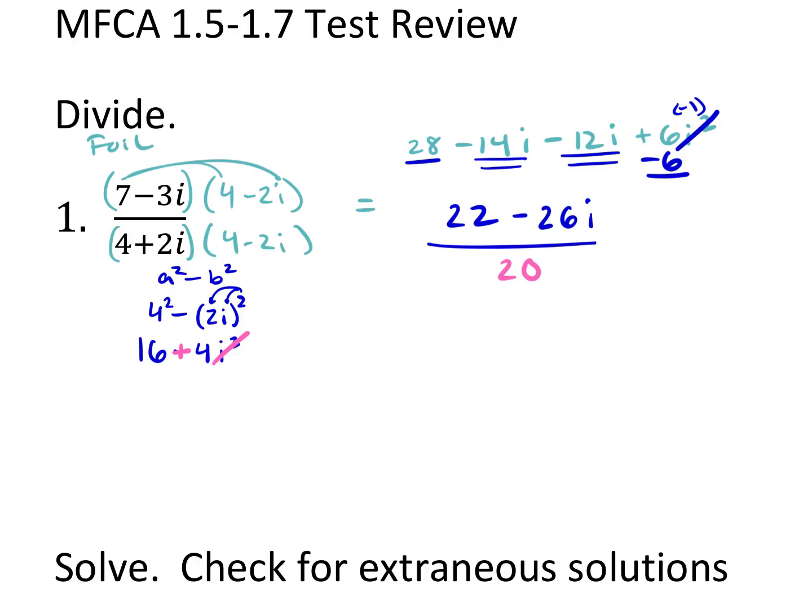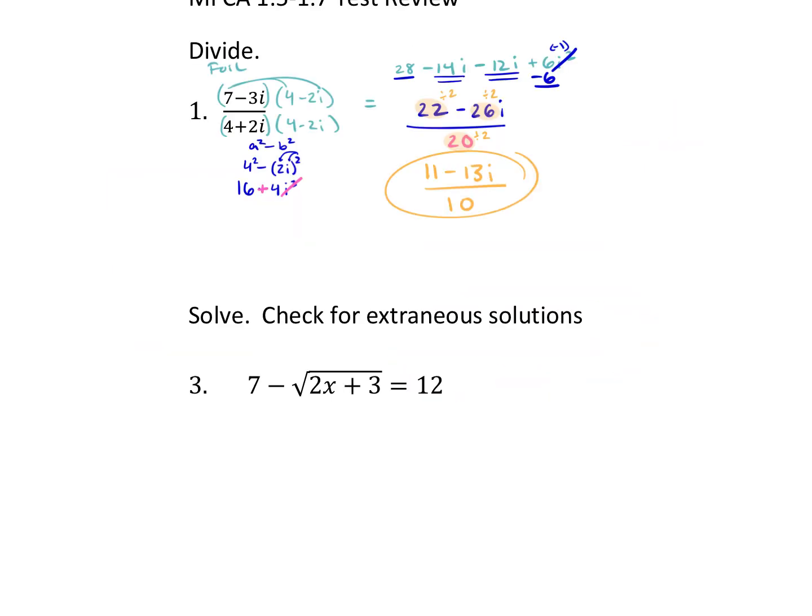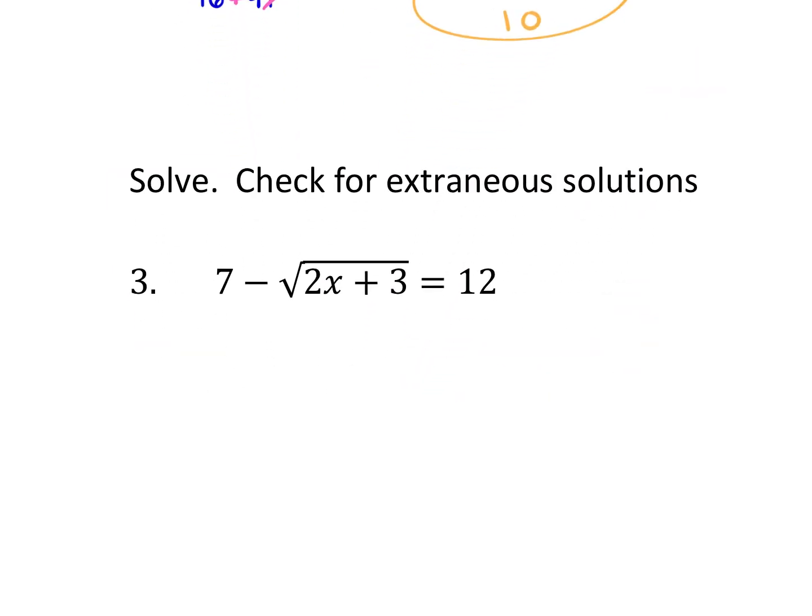Now, if all 3 of our whole numbers have a common factor, we can divide them. Do we have a common factor here? We can divide them all by 2. So we have 11 minus 13i over 10. That would be our answer. All right, let's do number 3.